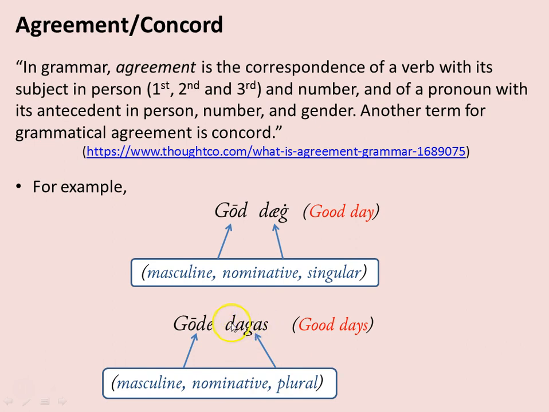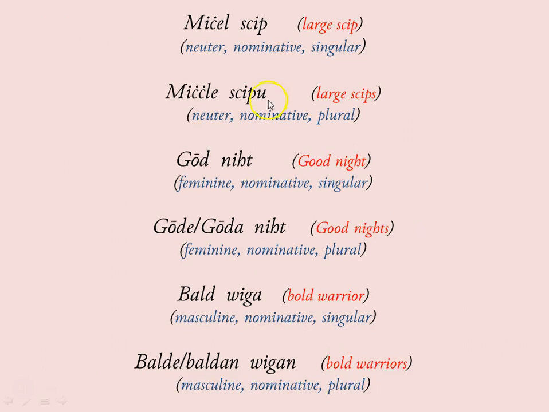Because the noun is now in the plural, we need to use the adjective in the plural as well. So we go from gold to golda. And this is because there must be agreement between the adjective and the noun as a part of concord or grammatical agreement. Some more examples.